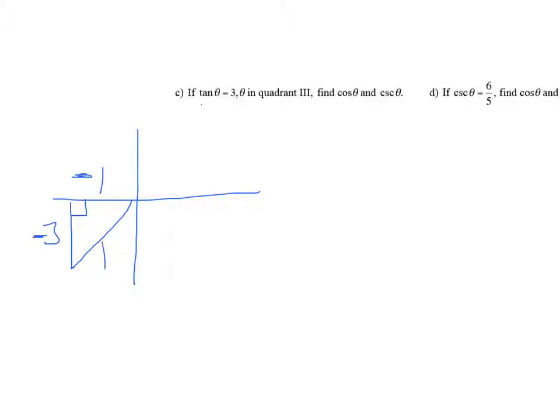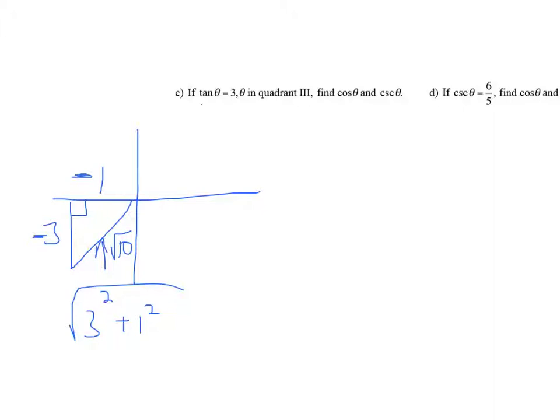To get the hypotenuse, we're just going to use the Pythagorean theorem. 3 squared plus 1 squared, and take the square root, so I'm getting the square root of 10. That's positive, of course, because you can't have a negative distance like that. So the square root of 10.